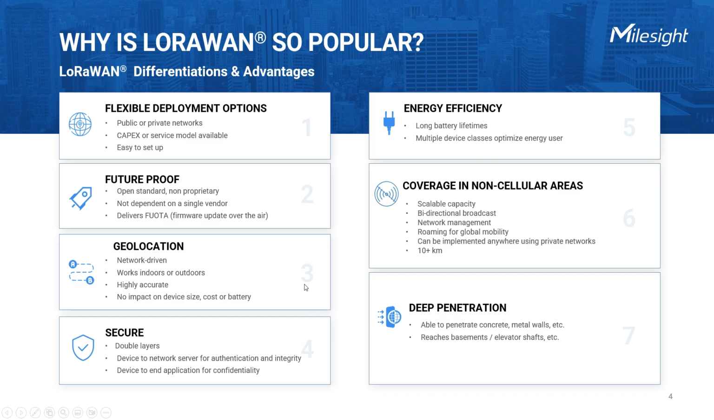The thing in most developed countries is being able to bring the coverage to areas where cellular coverage is poor or non-existent, especially in rural areas. Finally, the deep penetration. LoRaWAN is great to penetrate concrete, ground, steel, and the use case that we'll talk to shortly will actually demonstrate that capability.